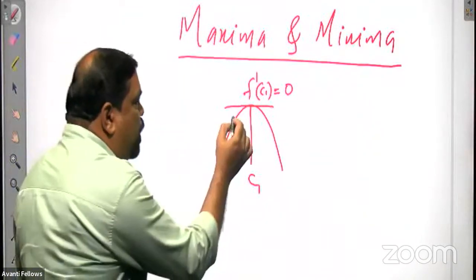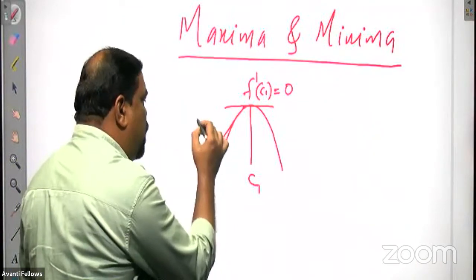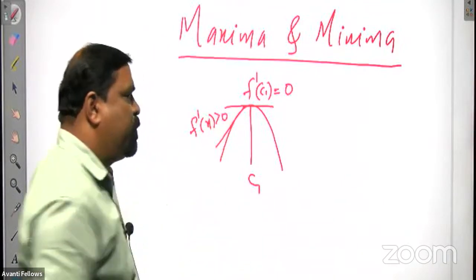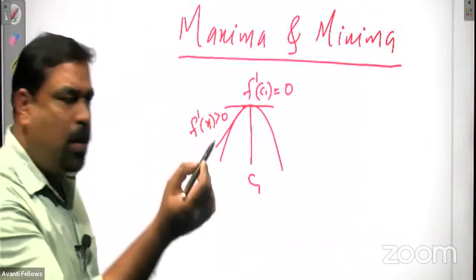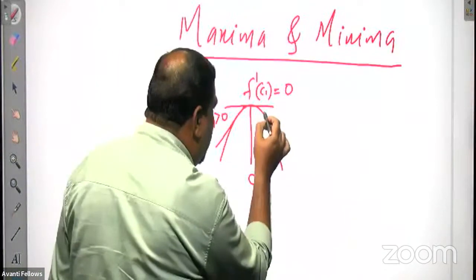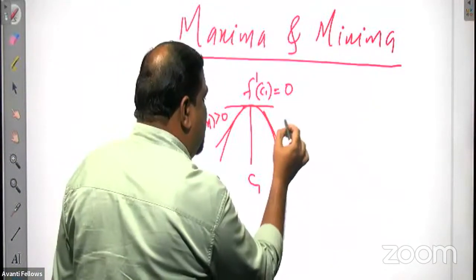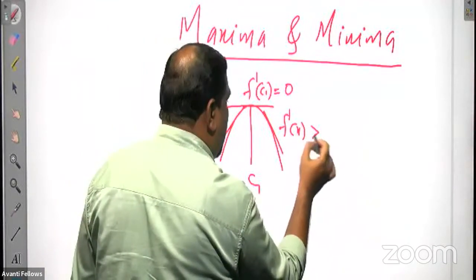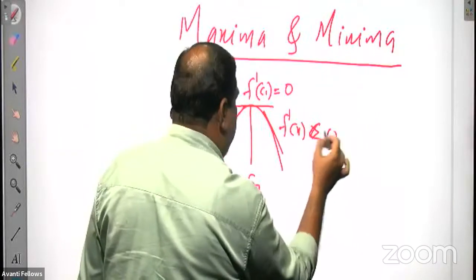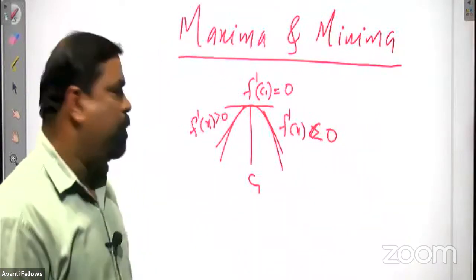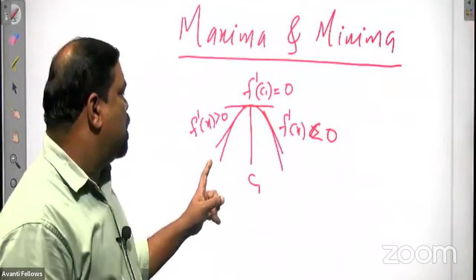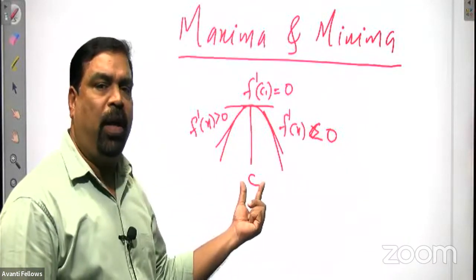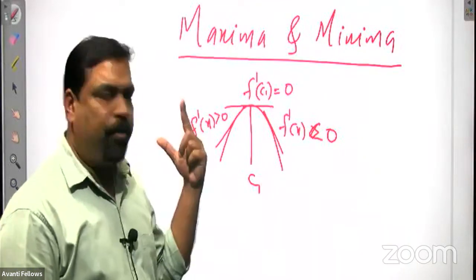And left side of that point, what happens? The derivative must be positive. The function is increasing. And just after that point, the function is decreasing. That means on the right side of that critical point, the derivative is negative. That means f dash x changes from positive to negative. That point is a point of local maxima, a local maximum.